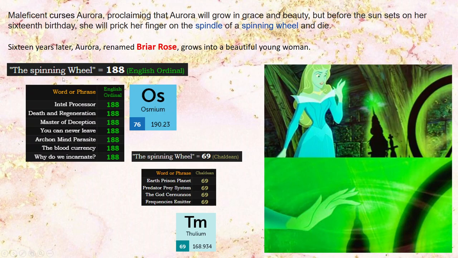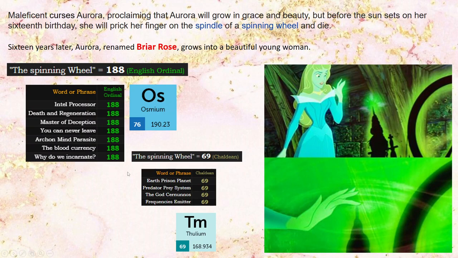So the spinning wheel is 188 in English ordinal, matching one of the atomic masses of element osmium. So here again we have this element, the operating system. With 188 in English ordinal, we have Intel processor, death and regeneration, which is reincarnation, master of deception, you can never leave, arcane mind parasite, the blood currency, and the question, why do we incarnate?